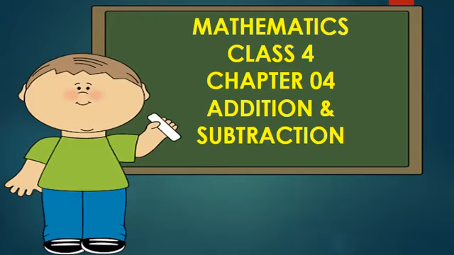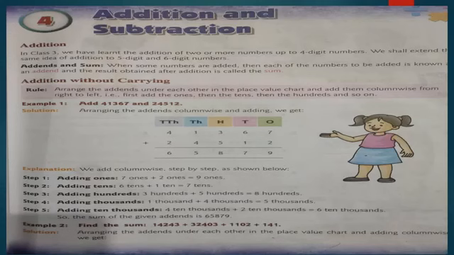Okay, so I am here with chapter 4, that is addition and subtraction, and in this video I will cover the addition portion of this chapter. So children, in class 3 we have already learned addition of 2 or 4 more numbers up to 4-digit numbers. Now we will extend it to 5-digit and 6-digit numbers.